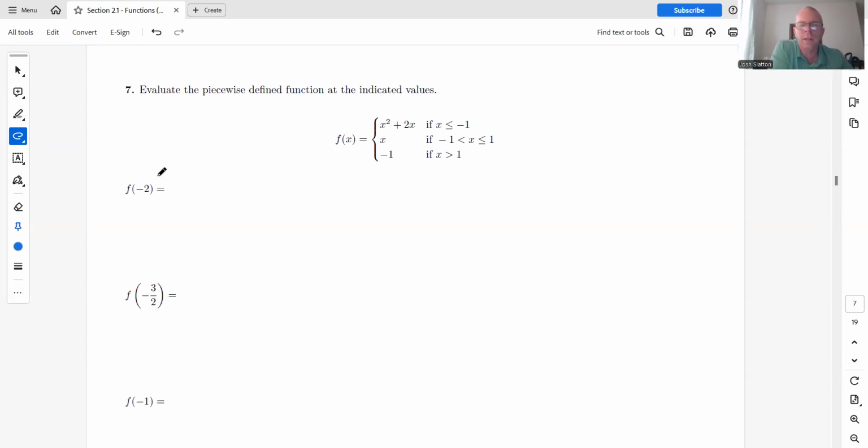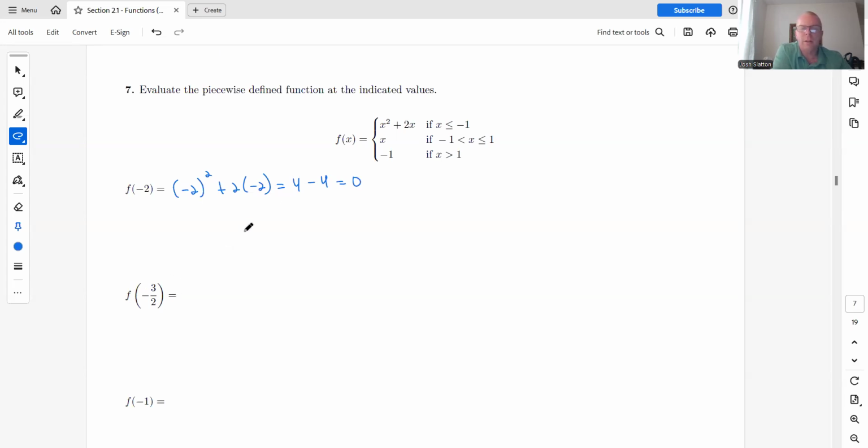So let's look at negative 2. So negative 2 is less than negative 1. So we're going to plug it into x squared plus 2x. So negative 2 squared plus 2 times negative 2. Negative 2 squared is going to be 4. 2 times negative 2 is negative 4. So we have 4 minus 4, which is 0.